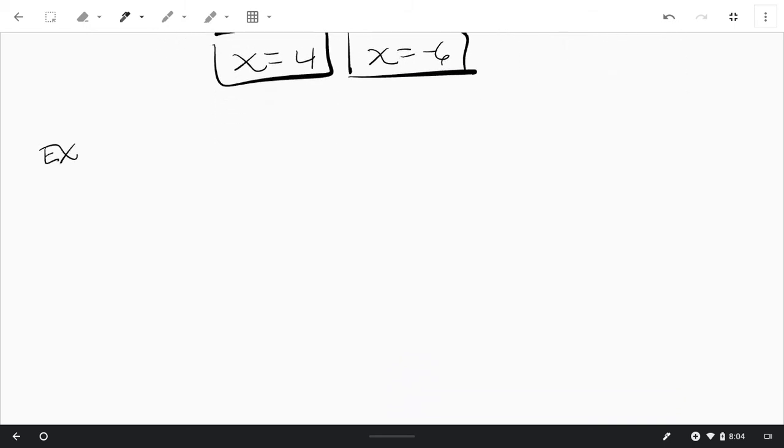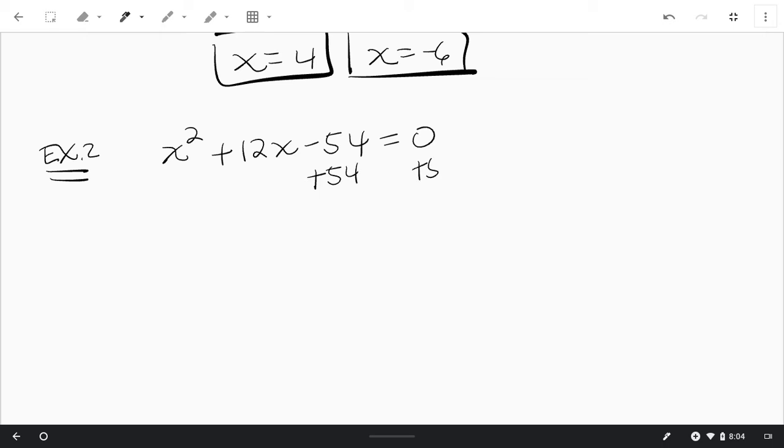Okay, let's take a look at another example. Suppose that I have this. Okay, and I want to complete the square. So that means I will move this 54 over. Okay, so now I have x squared plus 12x, and now I will try to find another number. And this here is always plus.